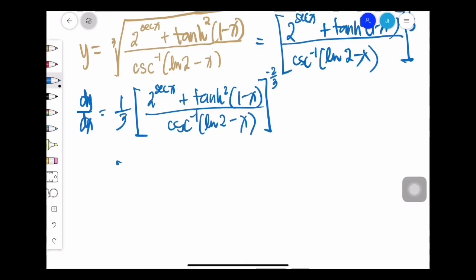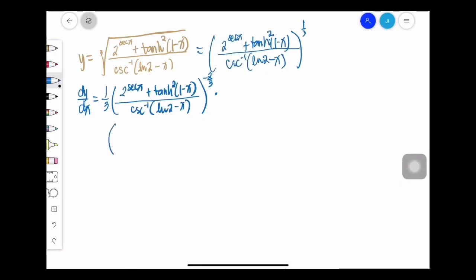Low d high minus high d low all over low squared. Hence, we have low d high. We copy what's in the denominator times the derivative of the numerator. We have two terms here. The derivative of 2 raised to secant x is 2 raised to secant x ln 2. Am I correct? Multiplied by, by chain rule, the derivative of secant x, and that is secant x tangent x. Very good.